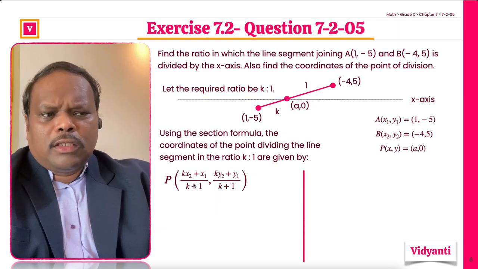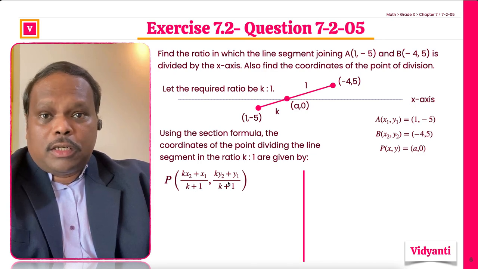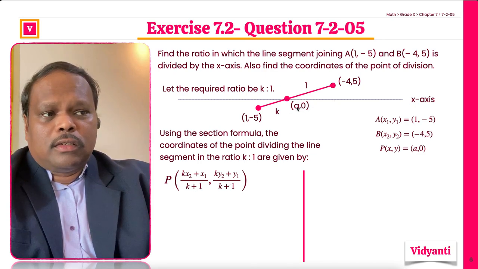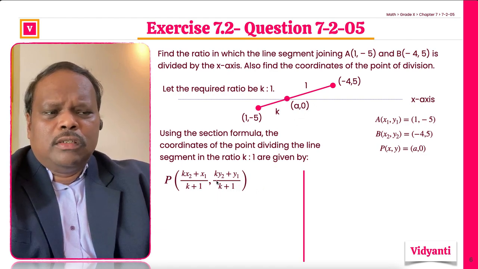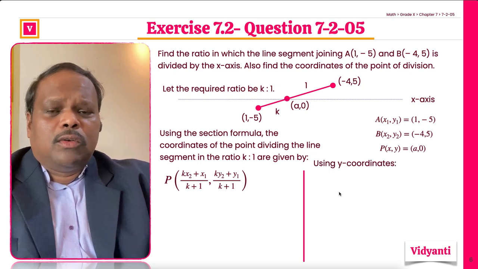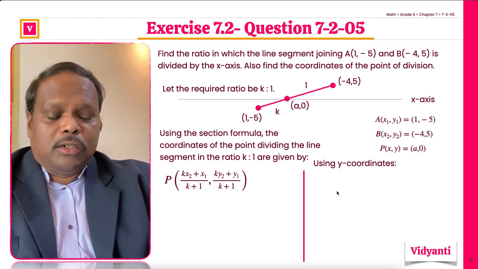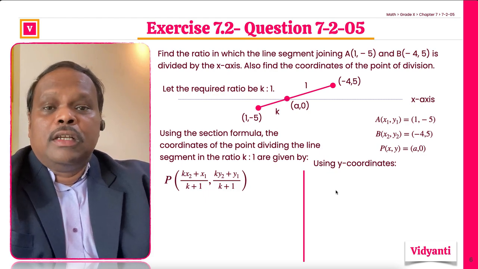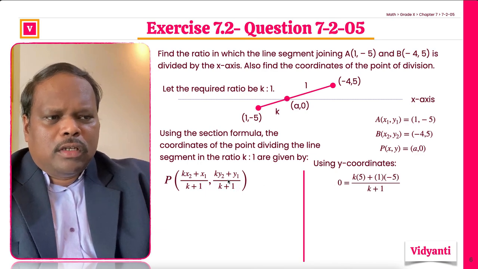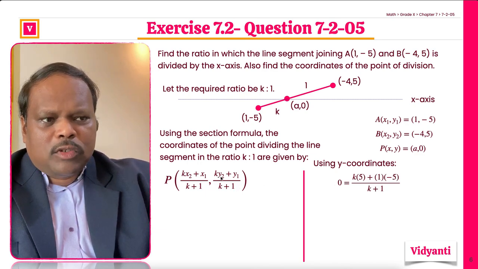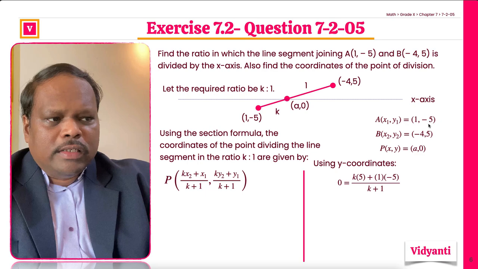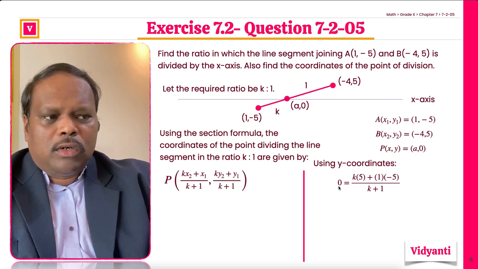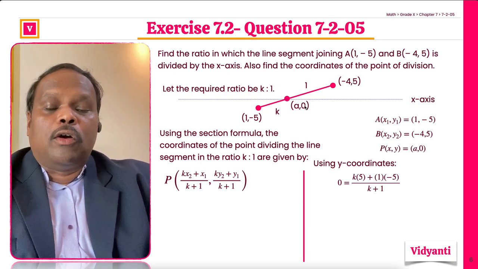Now, we can concentrate on the x-coordinates, or we can concentrate on the y-coordinates. But if you refer to this intermediate point, the y-coordinate is 0. So I will prefer using the y side first, simply because the y-coordinate is known. And on top of that, it is 0. So hopefully it will help me in cross multiplication. Let's see. So I will use this particular formula. So k times y2 is 5, and 1 times y1 is negative 5, upon k plus 1, equal to 0. Why is it 0? Because this y-coordinate is 0 since it lies on the x-axis.